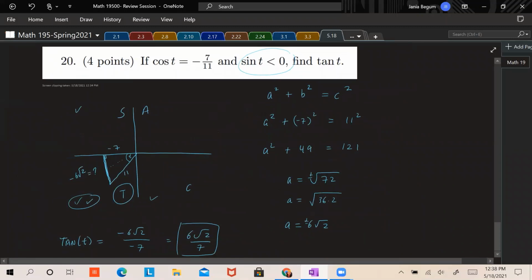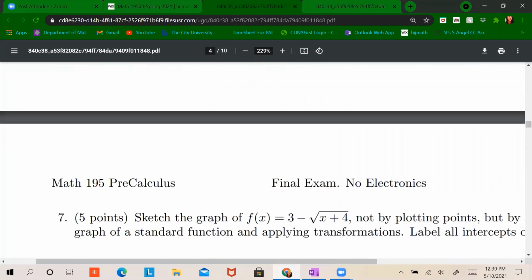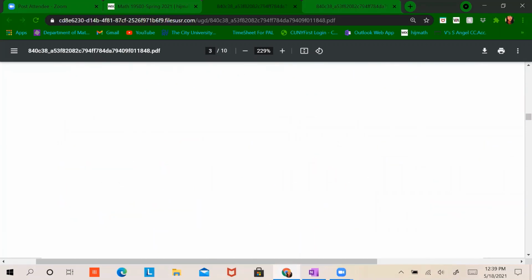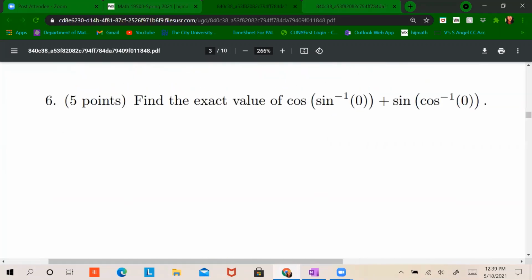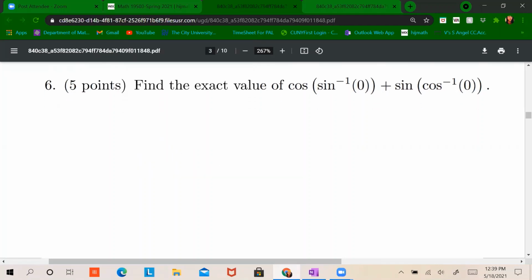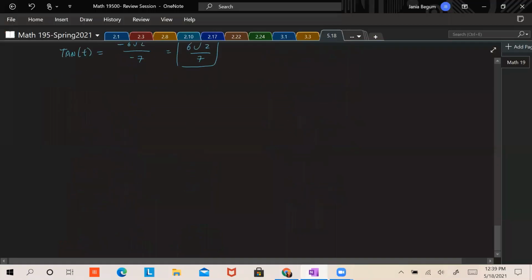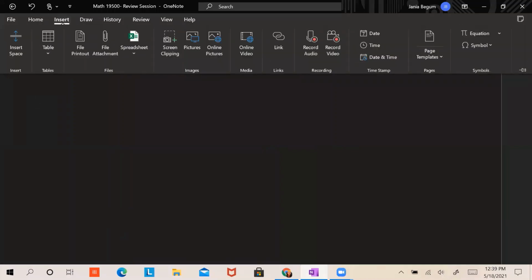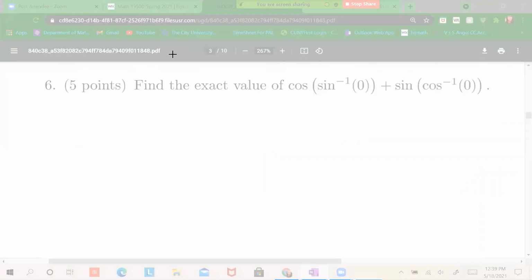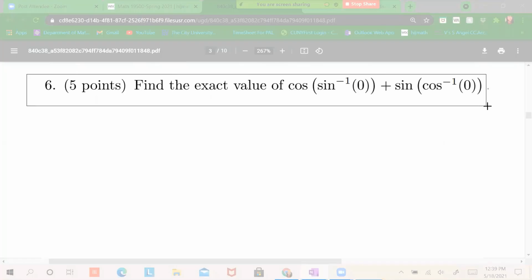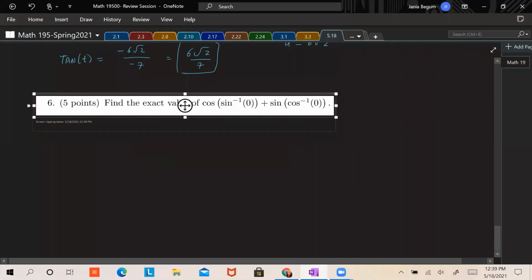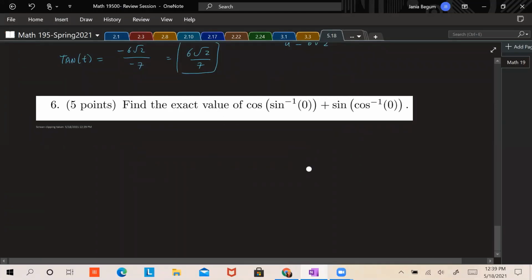All right, so moving on. We want to work on number 6 from the same final. So let's do number 6. There you go, this is number 6 from the same final. Let me copy it here and then we can work on it. We want to find the exact value for the composition of trig and inverse trig.